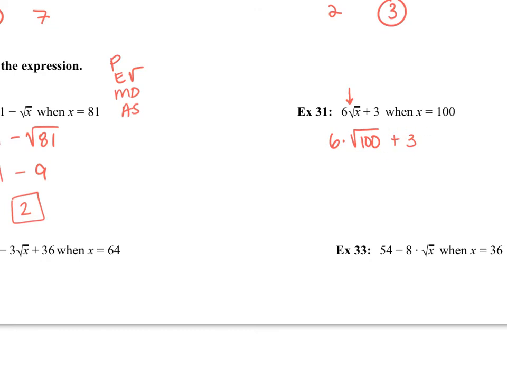So now I'm going to follow my order of operations. I don't have any parentheses, so now I'm looking for exponents or square roots, and I have the square root of 100, which is 10. Bring everything else down. Now I'm going to multiply, and then finally I add.